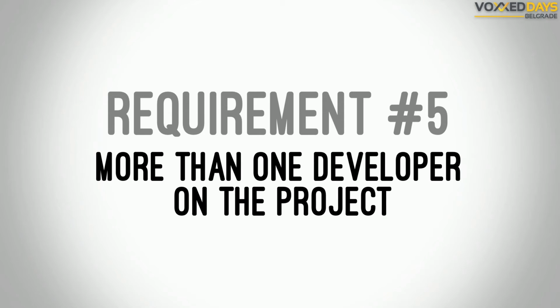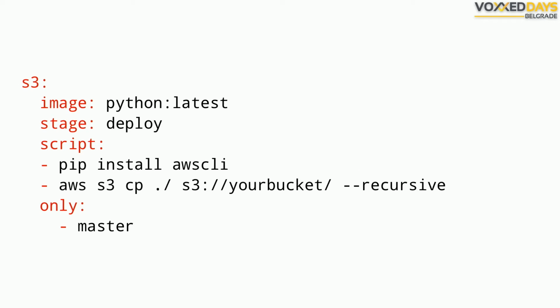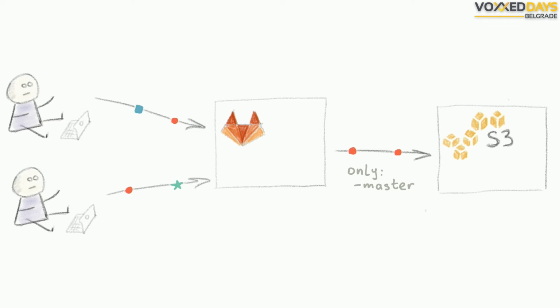But then we have another developer on the project, and before that, we've been developing everything on master, and now it doesn't really make sense because you probably start using feature branches, and with our previous configuration, every feature branch will be pushed to S3. This is not something we want, and to prevent it, we need to specify the only keyword, and so the deployment will be triggered only when you push something to master. So the situation now looks like this. You push to different branches, but only the master changes go to S3.